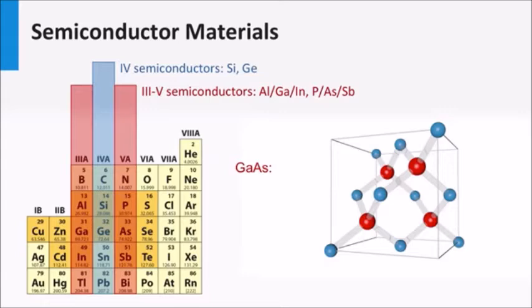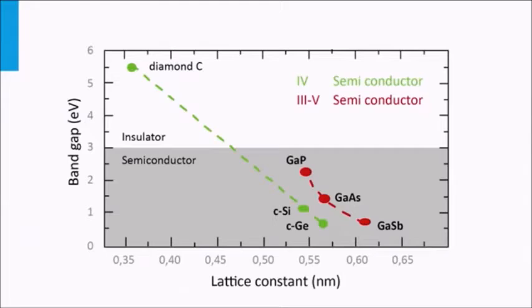In the crystalline lattice shown here, the gallium are the blue atoms and the arsenide are the red atoms. The difference with silicon is that every gallium atom is neighboring 4 arsenide atoms, and every arsenide atom is neighboring a gallium atom. Let's consider the 3-5 materials based on gallium, like gallium phosphide, gallium arsenide, and gallium antimonide. Again, the larger the lattice constant of the material, the smaller the band gap will be. Gallium phosphide has the smallest lattice constant and therefore the largest band gap.